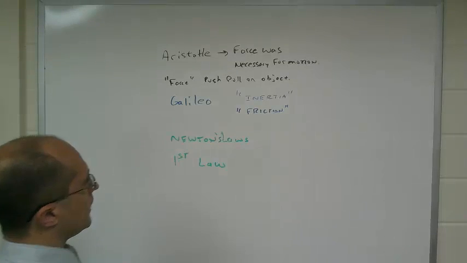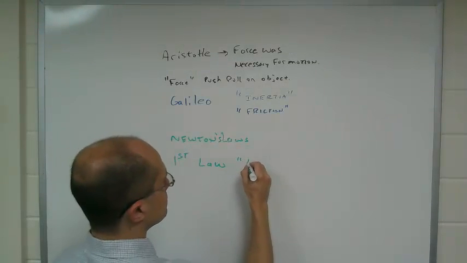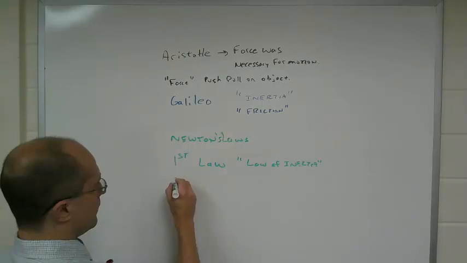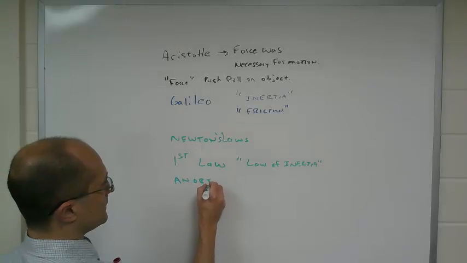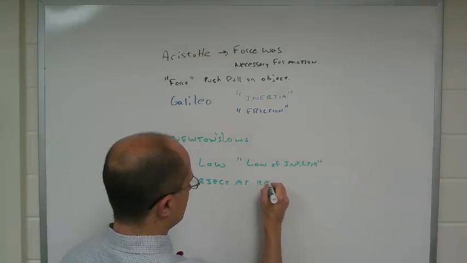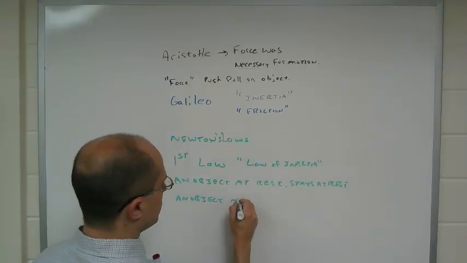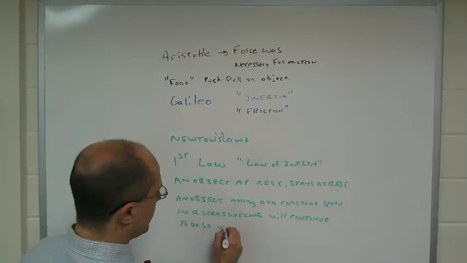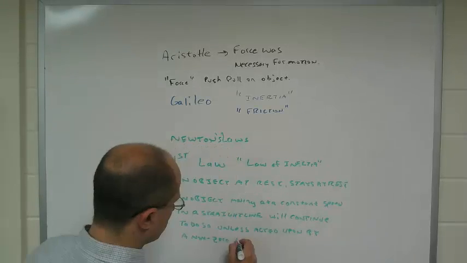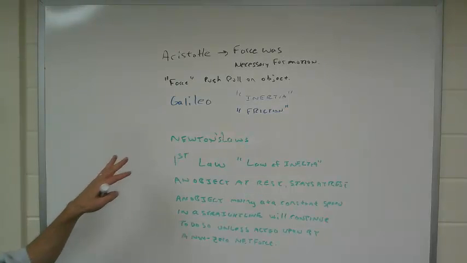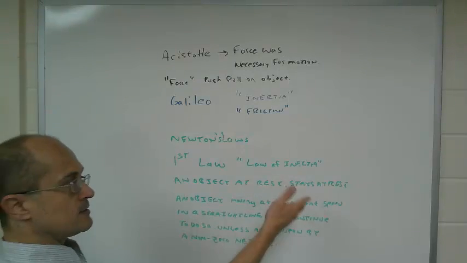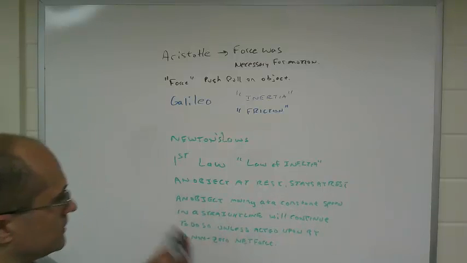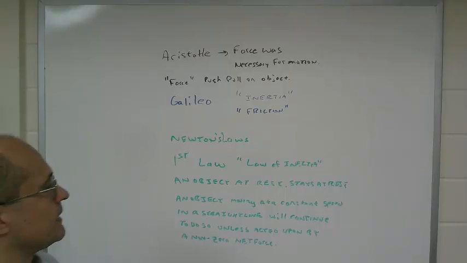with the first law. And the first law is known as the law of inertia. The most famous way it's known is, an object at rest stays at rest. An object moving at a constant speed in a straight line will continue to do so unless acted upon by a non-zero net force. So this is Newton's first law. It's the law of inertia. An object at rest stays at rest. An object moving at a constant speed in a straight line will continue to do so unless acted upon by a non-zero net force.